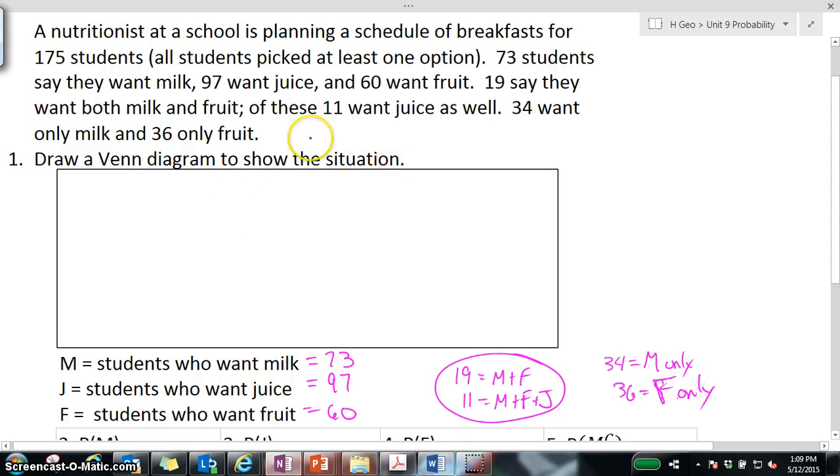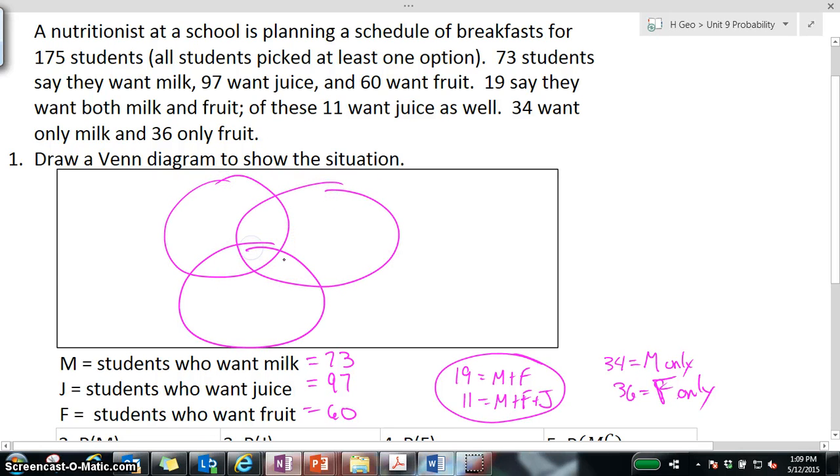So there is an intersection because we have the three together. So we've got 1, 2, 3 circles: milk, juice, and fruit. Now we know that 19 want both milk and fruit, and 11 want juice as well. So 11 want all three, so where they overlap is right there, where all three circles overlap. Now the rest of the overlap between milk and fruit in this section here has to add up to 19, so we have 8 here.